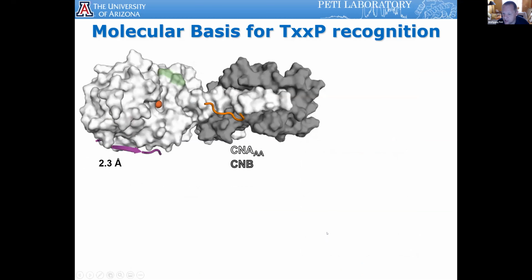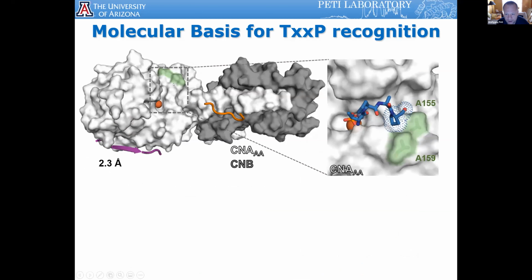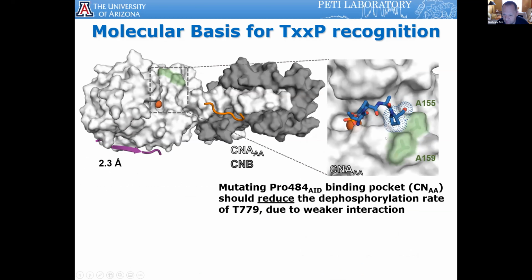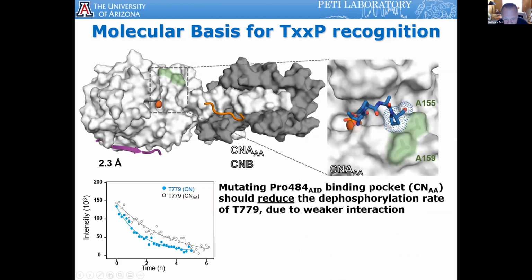So Sinro deleted those two and made a crystal structure. You can see how shallow this pocket got. There's nothing there anymore to really interact with. And indeed, we get a reduction in the dephosphorylation efficiency due to the weaker interaction that we have here. And I should say, we have now confirmed this for a number of substrates of calcineurin, that this is a key pocket for the interaction.